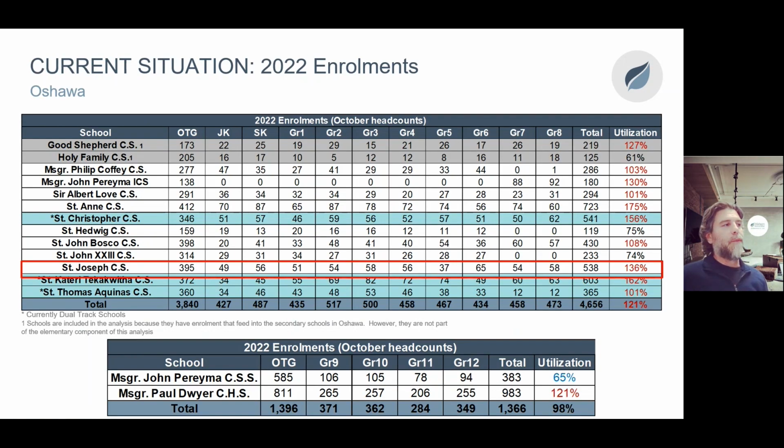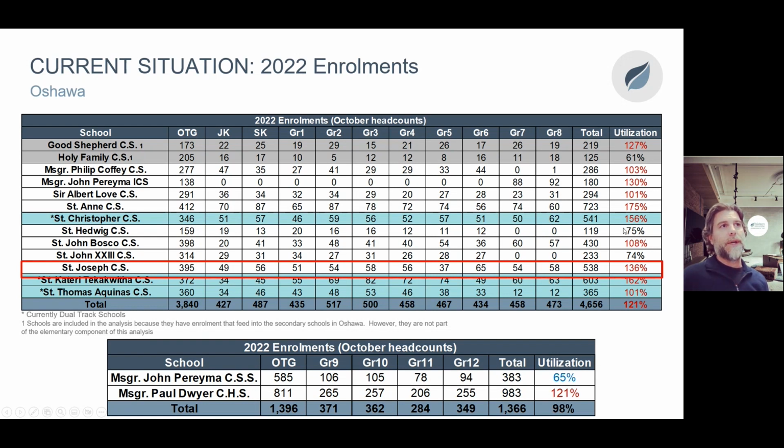Now we're going to take a look at the enrollments of the schools in the study area. So what we're looking at in the table in front of you is all the elementary and secondary schools that are involved in the Oshawa boundary review. The other data present on this table is showing you the OTG, which refers to the OTG capacity or on the ground capacity. And what that's talking about is the permanent bricks and mortar capacity that the school was designed for. It also shows all the enrollments by school by grade, from JK to grade 8, and shows you the total enrollment.